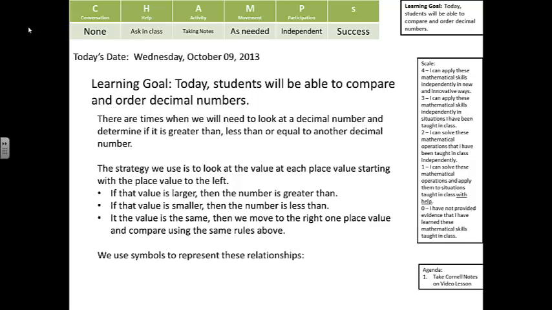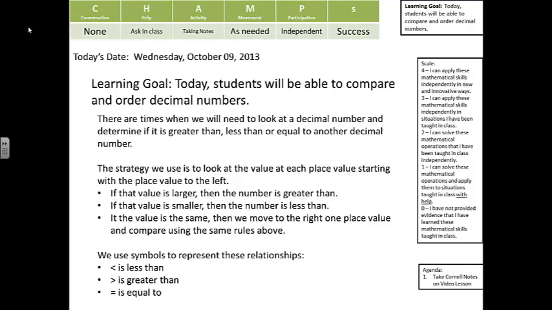We use symbols to represent these relationships, and you're probably familiar with these already. The symbol for less than, it's kind of a V on its side, and the point of the V is pointing to the left. The greater than symbol, again, it's a V kind of tilted on its side, but this time the point is pointed to the right. And then of course we all know the equal sign.